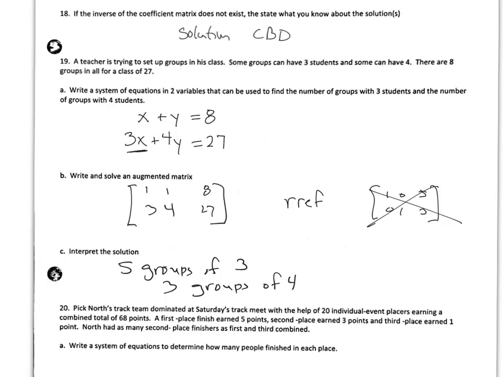And if you multiply that out, it should add up to 27. So 15, and 3 times 4 is 12. It does add up to the total number of people. And 5 and 3 are 8 groups. So all of the arithmetic works, which is nice.